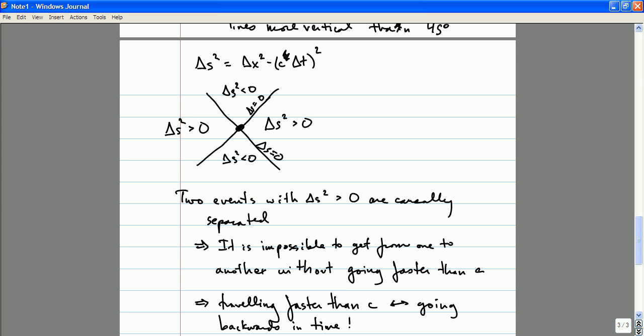So, if you can travel faster than the speed of light from one observer's point of view, then that is the same as saying that you can go backwards in time from another observer's point of view. In special relativity, going faster than the speed of light is the same as going backwards in time. And going backwards in time is not a good thing to be allowed in theories of physics. In particular, if I can go faster than the speed of light, I can go backwards in time. I could go kill my grandmother. I don't want to do that. She was very nice.